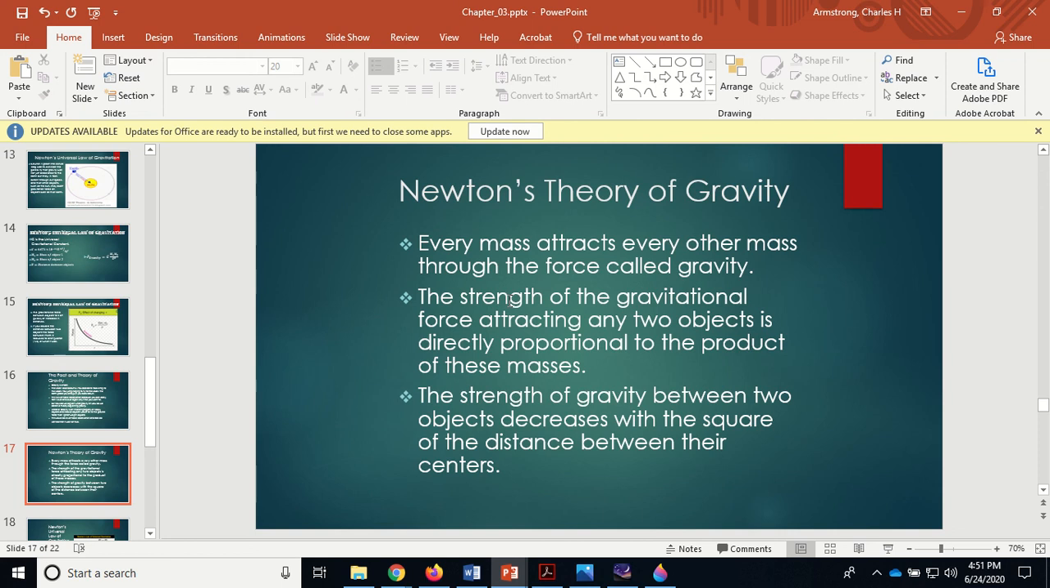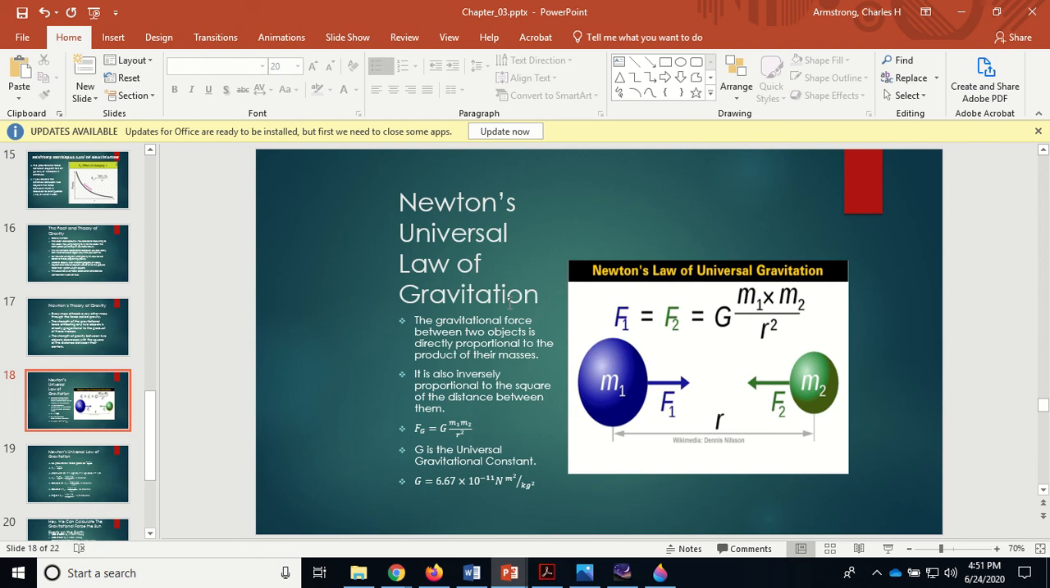Newton's theory of gravity. Every mass attracts every other mass through the force called gravity. The strength of the gravitational force attracting any two objects is directly proportional to the product of these masses. The strength of gravity between two objects decreases with the square of the distance between their centers. So, Newton's universal law of gravitation: the gravitational force between two objects is directly proportional to the product of their masses, M1 times M2. It is inversely proportional to the square of the distance between them. So, there's that equation again. That's Newton's universal law of gravitation equation. Then you've got what the universal gravitational constant is again.